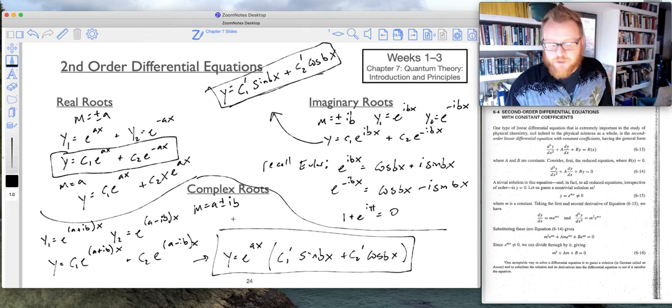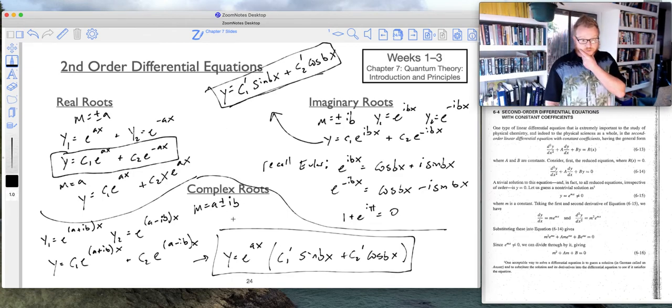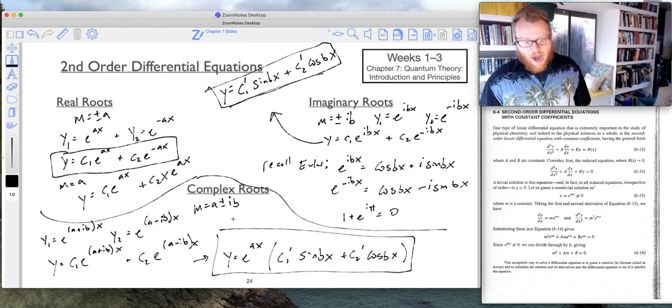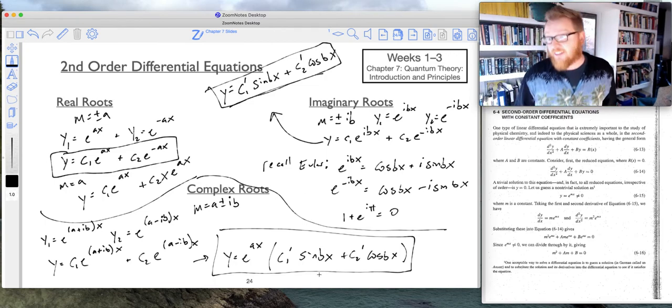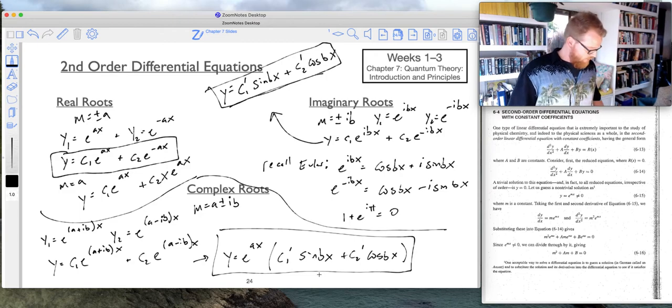And then finally, if we solve the quadratic and we get complex roots m equals a plus or minus ib, we can go directly to that solution right there. Okay, so how do we do this thing?